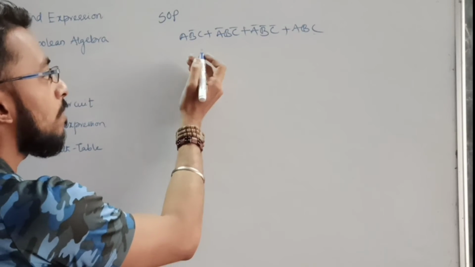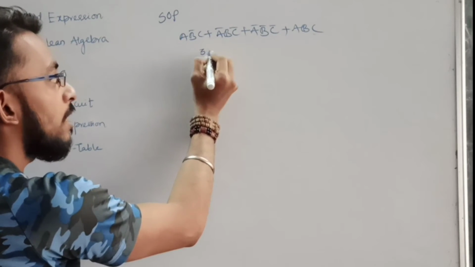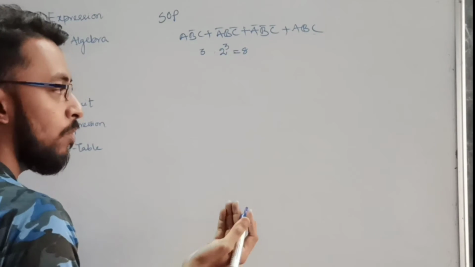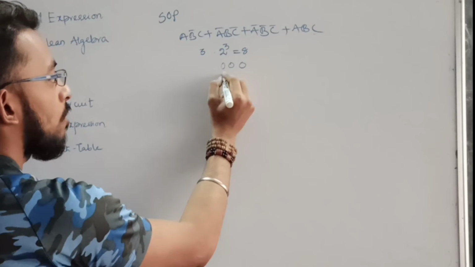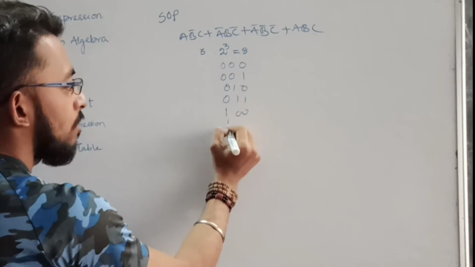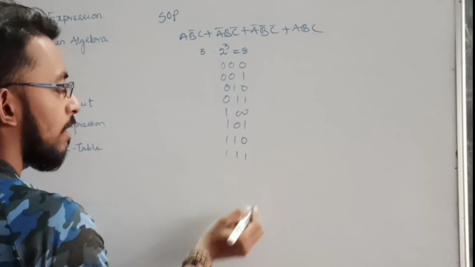For a truth table, you have to first see how many inputs there are. 3. 3 inputs means 2 power 3, so there are 8 possible combinations. You know that. So you have to write 0 0 0, 0 0 1, 0 1 0, 0 1 1, 1 0 0, 1 0 1, 1 1 0, 1 1 1.